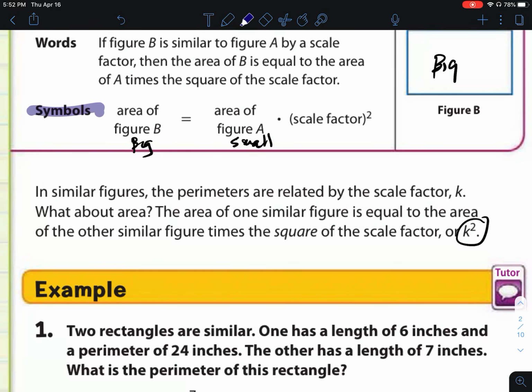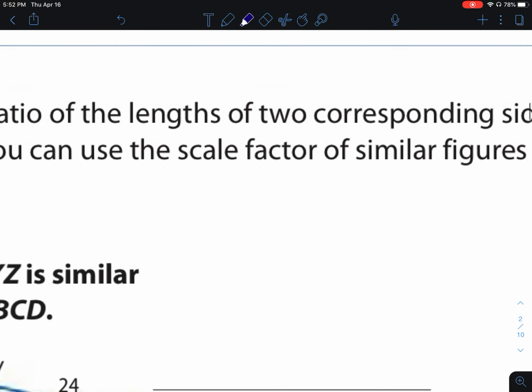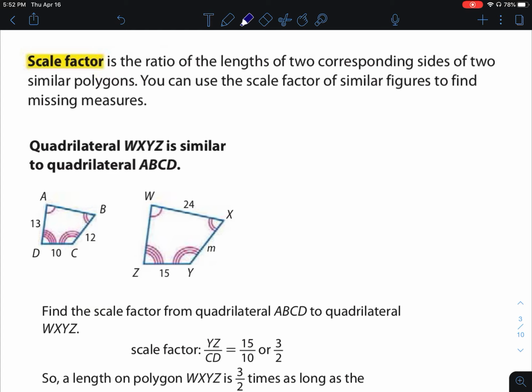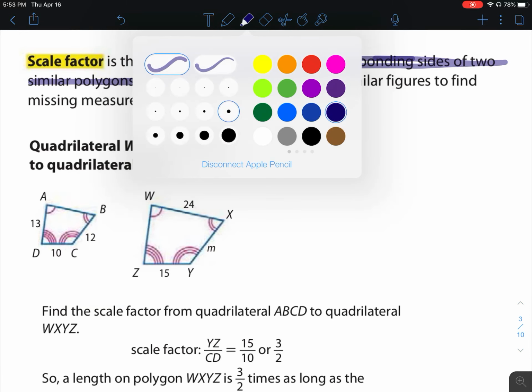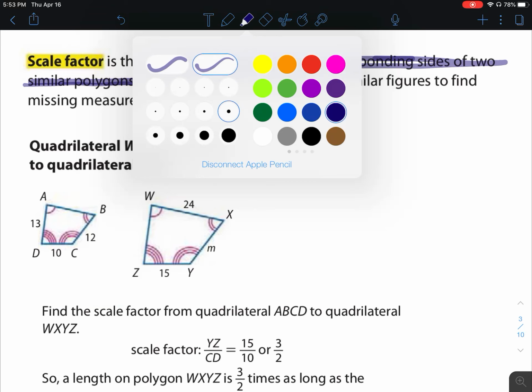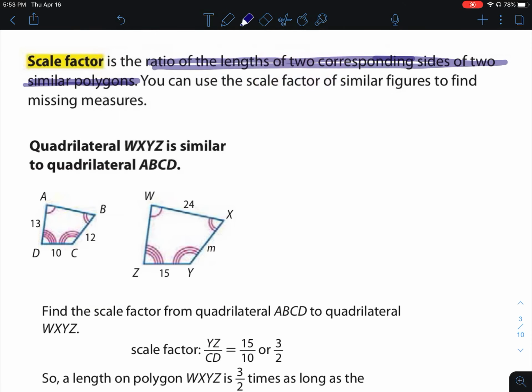As promised, we're going to review what scale factor is. We did this a few lessons ago. So this is the definition of scale factor. Scale factor is the ratio of the lengths of two corresponding sides of two similar polygons. So if you have two similar polygons, that's going to be the ratio of the corresponding sides.